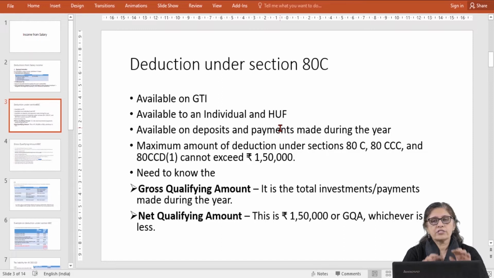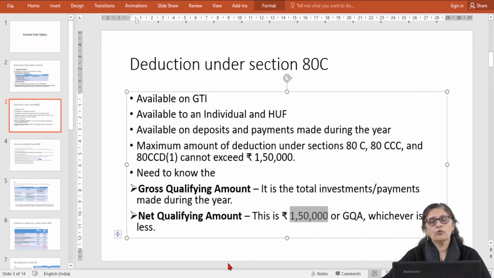So let's say you have invested 5 lakhs in a year. So would 5 lakhs be available for 80C? No. For the purpose of deduction, your gross qualifying amount becomes 5 lakhs, but your deduction would be limited to 1,50,000. So it is primarily 150 or GQA, gross qualifying amount, whichever is less. That is, if your gross qualifying amount itself is less than 150, say you have invested 130, then 80C would be 130. If it is say 180, then your 80C would be 1,50,000.